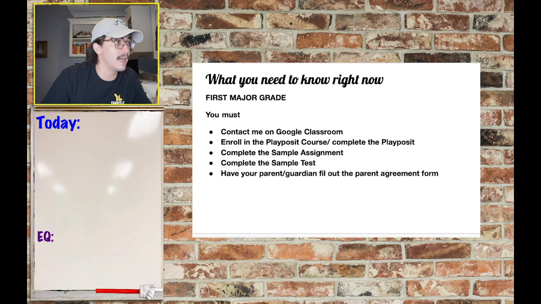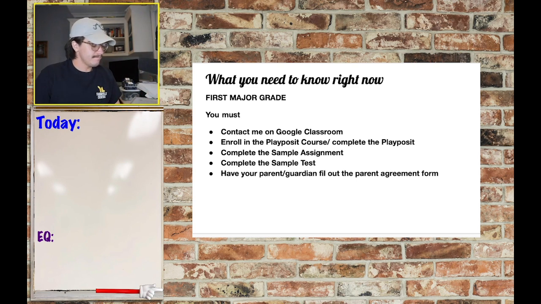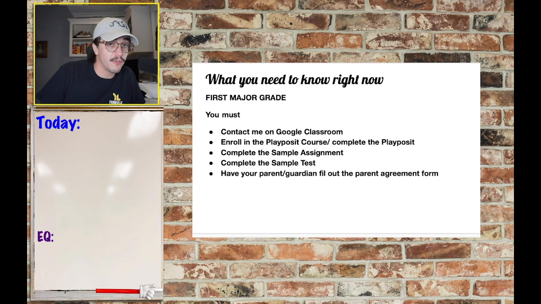Here's what you need to know right now. Your first major grade. If you've done this, check it. You're good. Contacted me on Google Classroom. Enrolled in the PlayPosit course and complete the PlayPosit. You're almost there. Complete the sample assignment. Complete the sample test. If you can get your parent or guardian, or whatever, your mama, your papa, your aunt, to fill out the parent agreement form that I have there, that's a strong 100. That's an easy hundo. No problem.